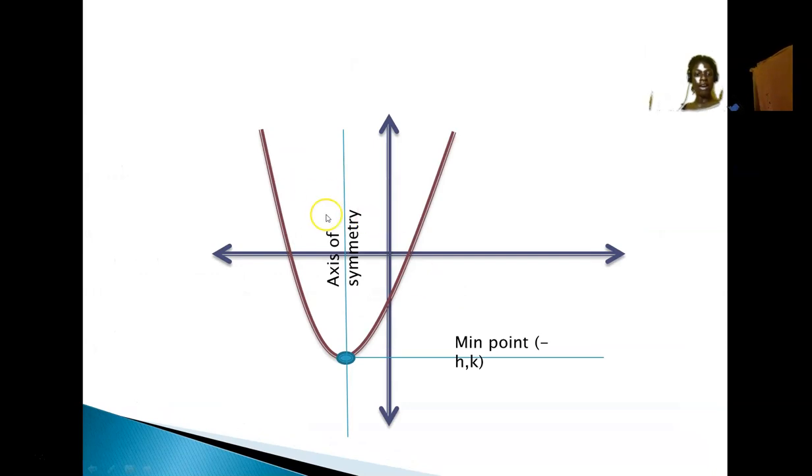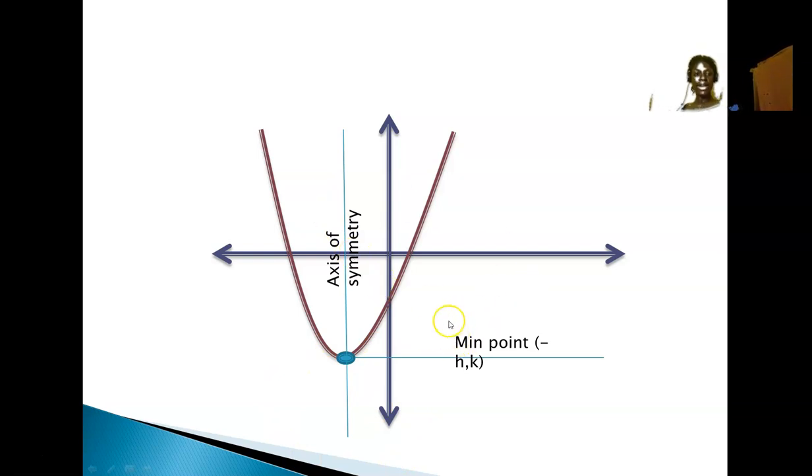Alright, so here I have an example of a graph. So here's the axis of symmetry cutting that graph in half. That line is the axis of symmetry. And we said the equation for the axis of symmetry is x equals negative h.